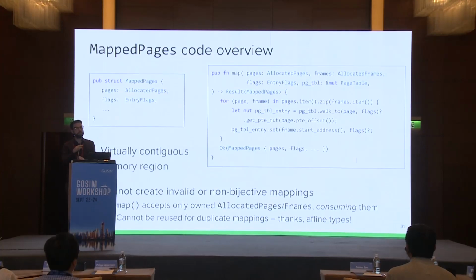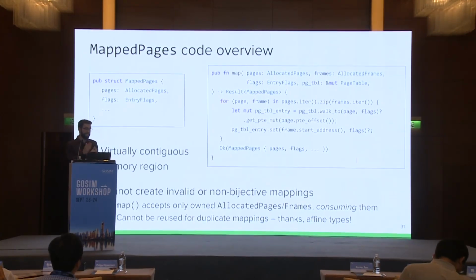So one invariant across the whole Theseus system is that you cannot create invalid mappings and you can't create non-bijective mappings. A bijective mapping is just a fancy way of saying one-to-one, right? So you can't have two different pages mapped to the same frame. That would be non-bijective, okay?